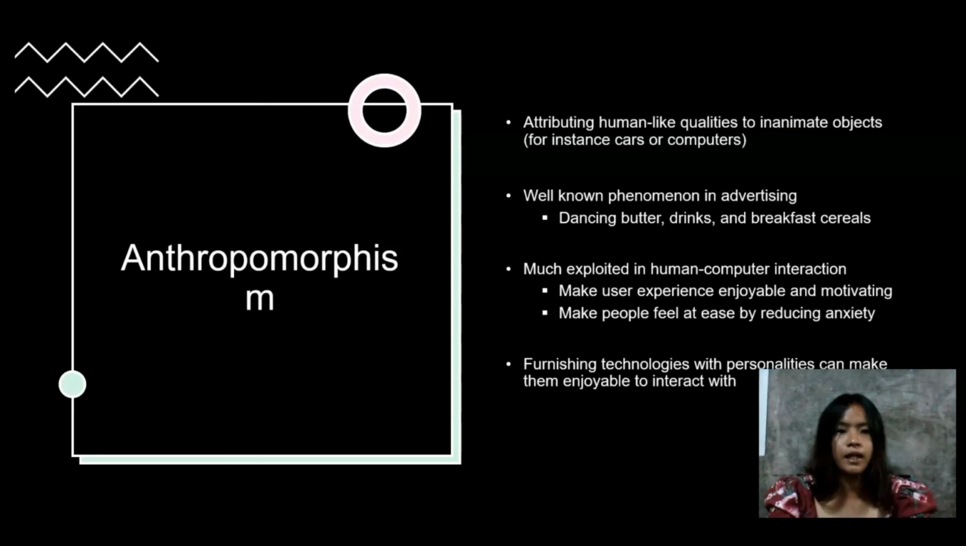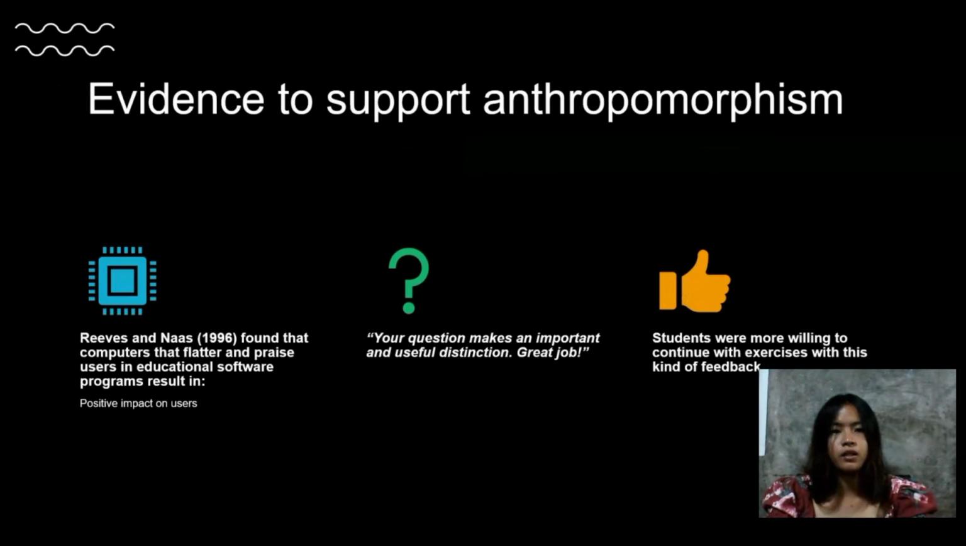Anthropomorphism. Attributing human-like qualities to inanimate objects, for instance, cars or computers. Well-known phenomenon in advertising, dancing butter drinks, and breakfast cereals. Much exploited in human-computer interaction, make users' experience enjoyable and motivating, make people feel at ease by reducing anxiety. Furnishing technologies with personalities can make them enjoyable to interact with. Evidence to support anthropomorphism: Reeves and Nass, 1996, found that computers that flatter and praise users in educational software programs result in positive impact on users.